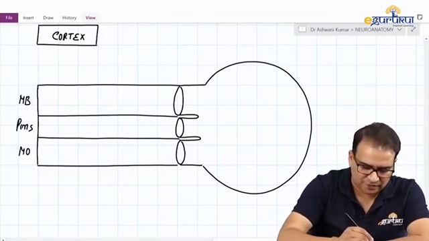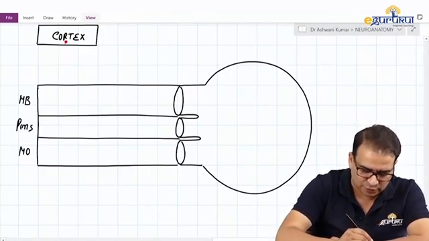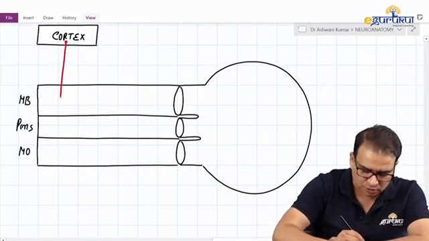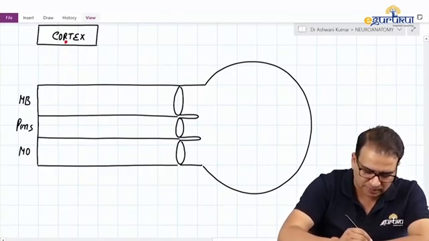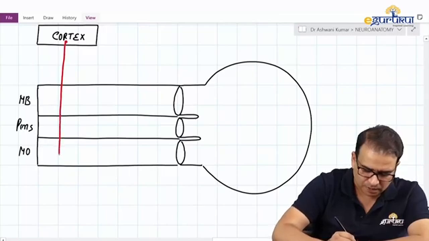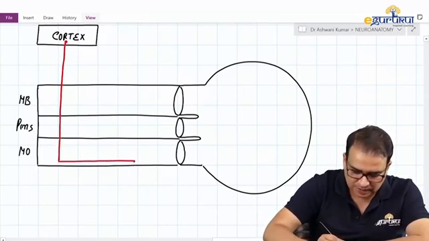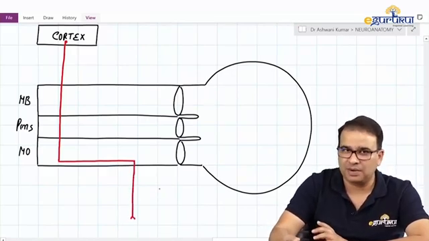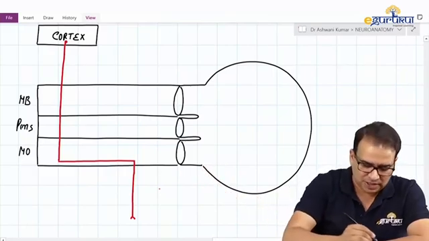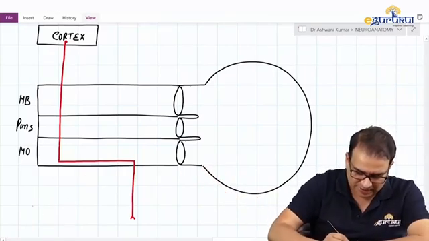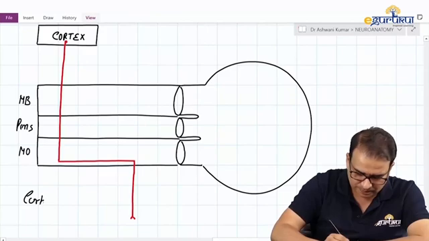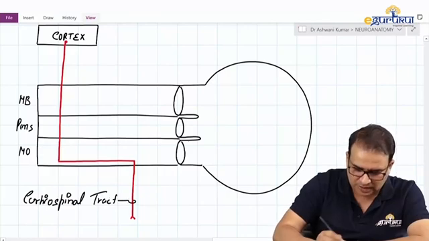Okay. Now let me just draw the tract, and I want you to think about it. Now, what is the tract we've already discussed in the spinal cord? The tract which will go all the way down to the lower part of medulla oblongata, decussates there and then reaches the spinal cord. Well, easy. That is what? That is a corticospinal or pyramidal tract. 90% fiber will decussate. So this here is the corticospinal tract.